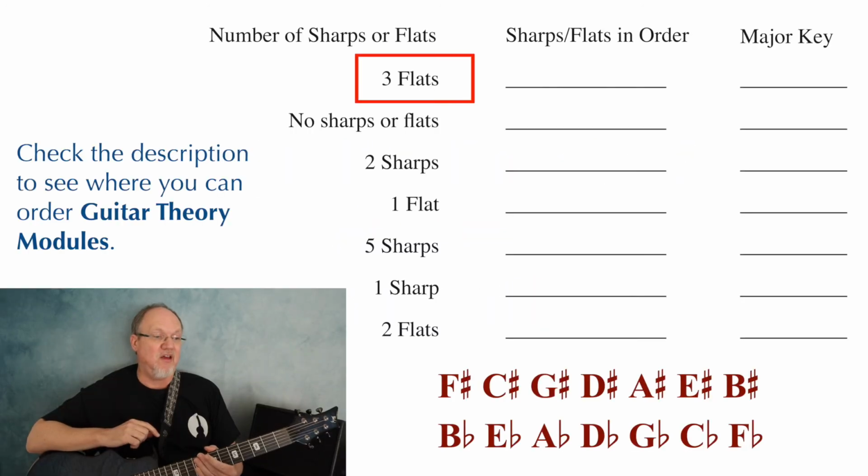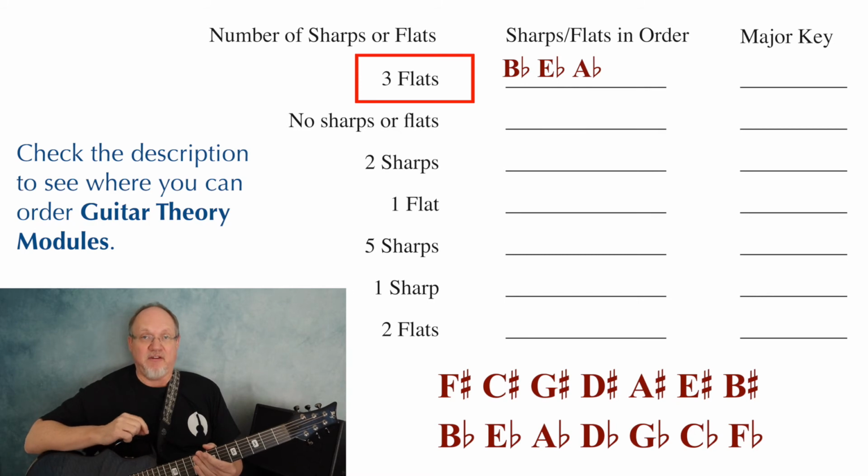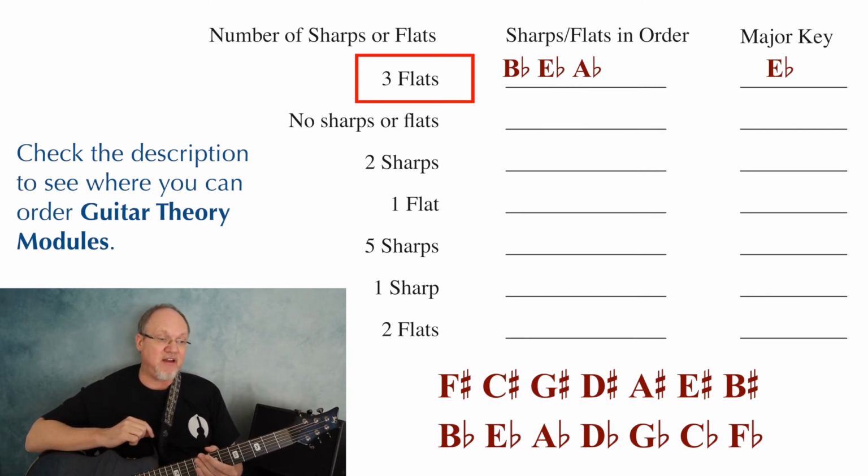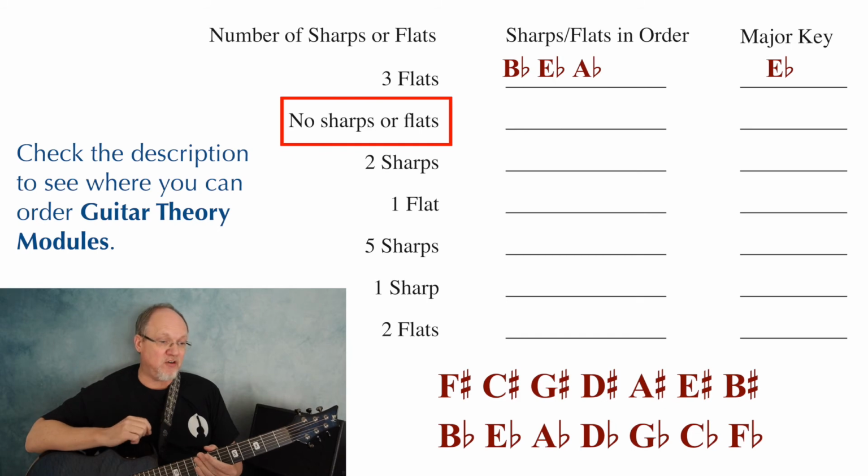3 flats. If it's 3 flats, it's going to be the first 3 flats in the row of flats, so that'll be B flat, E flat, and A flat. And to find flat keys, you take the second to last flat in the row. That'll be an E flat, so if it's 3 flats, it'll be in the key of E flat major. Next, we have no sharps or flats. That's the key of C major.